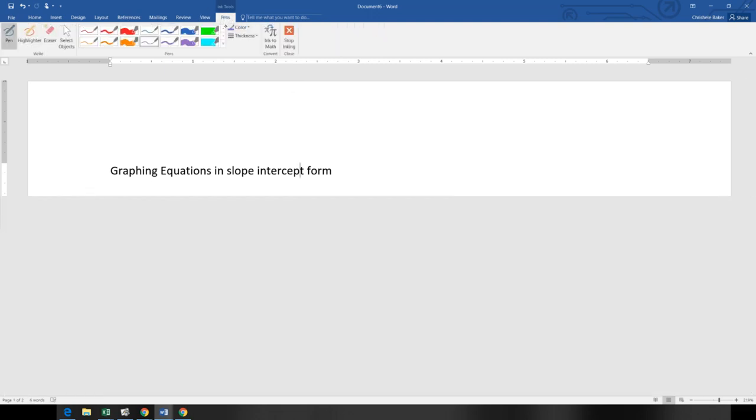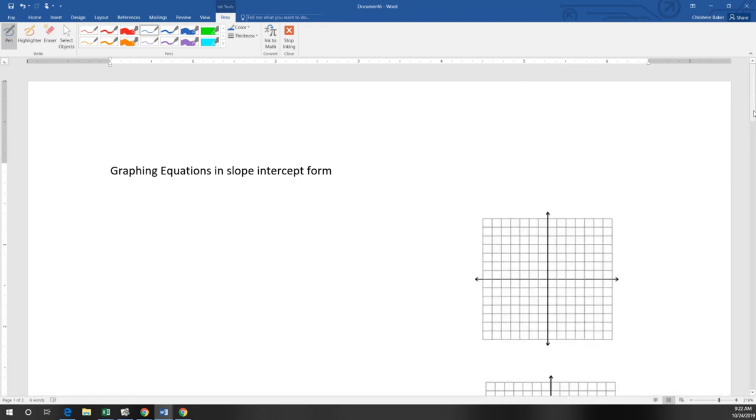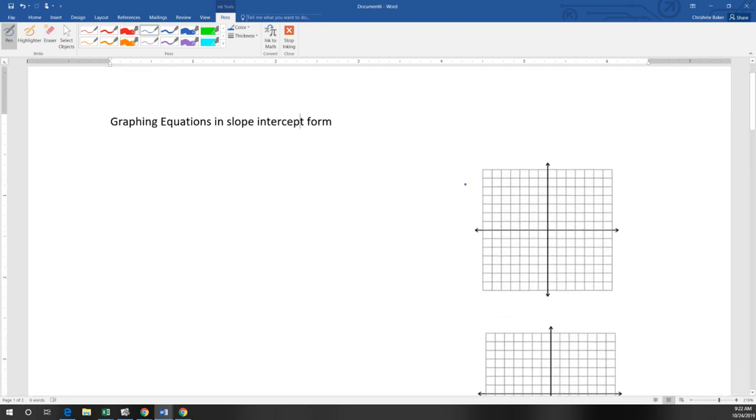Hello. So you are going to write these notes in your notebook, and I am going to check tomorrow that you have them written down. Your graphs don't have to be perfect. I'm not looking for perfection. Don't worry about drawing all these grid boxes. Just draw your X and Y axis, and that'll be good.